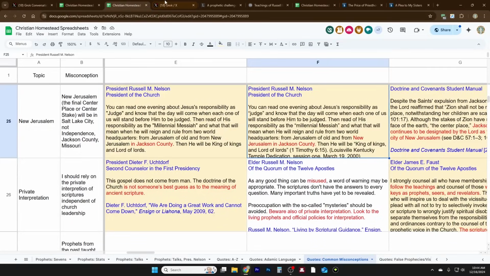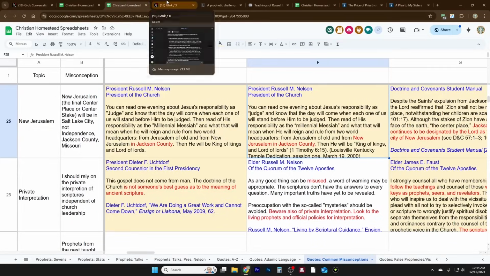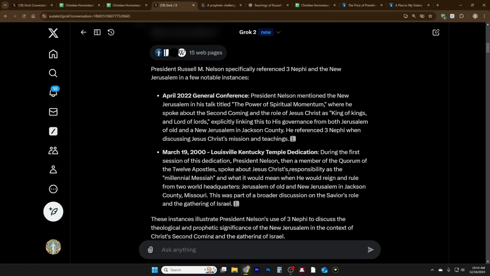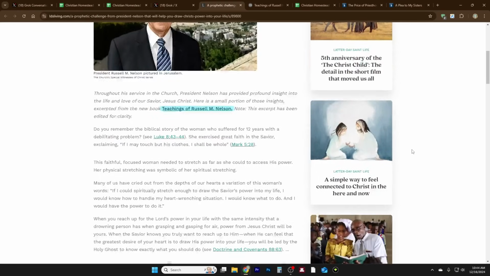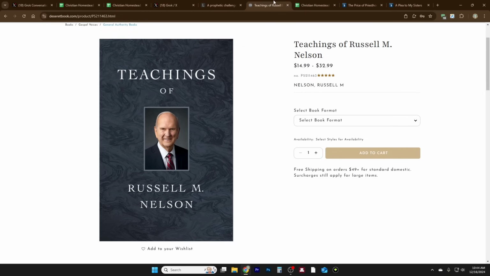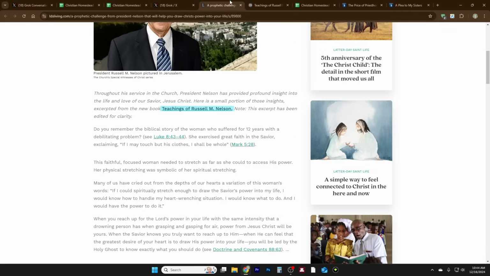The next thing is, I wanted to see if there were any other times that President Nelson talked about the New Jerusalem being in Jackson County, and it came up with something that I hadn't found yet. This took me to an LDS Living article, a prophetic challenge from President Nelson that will help you draw Christ's power into your life. And this is an excerpt. This entire article is an excerpt from his book called Teachings of Russell M. Nelson. You can buy this from Deseret Book. It was published in 2018.